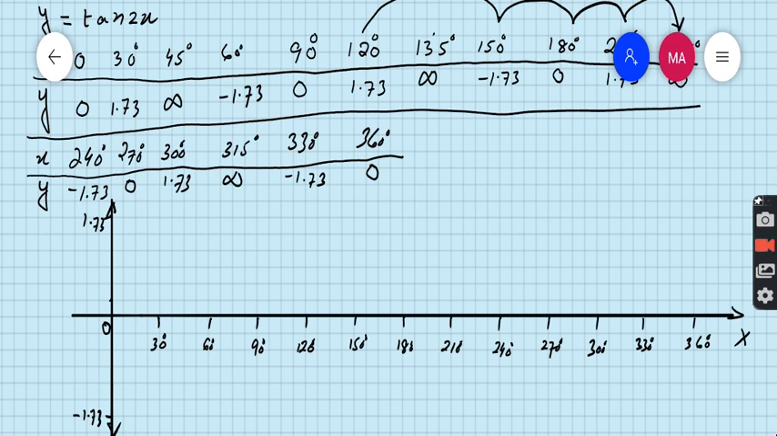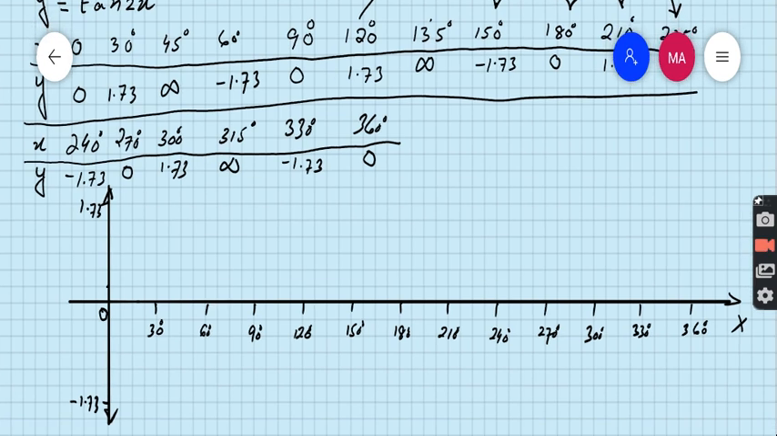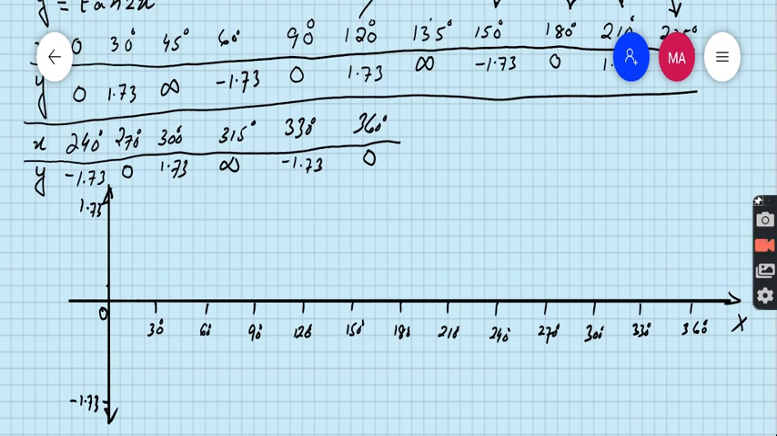But you can take any value, any gap on the y-axis, it doesn't matter. You can take 4 squares to represent 1.73, but whenever you draw the graph, always try to draw a big curve. Let's start. When x is 0, then y is 0. This is the first point. When x is 30, y is 1.73. And when x is 45, y is undefined.